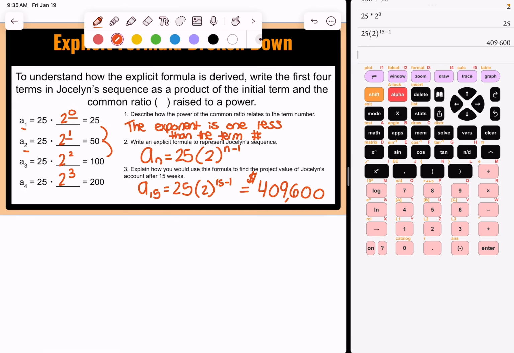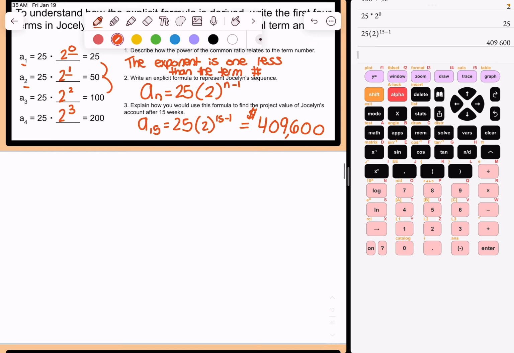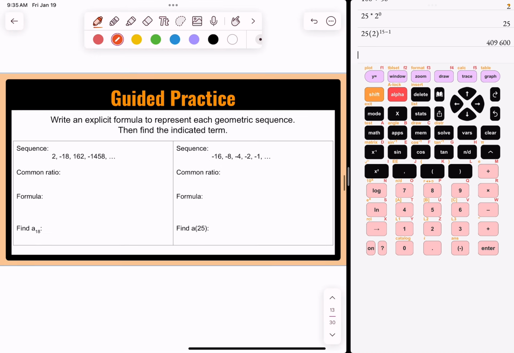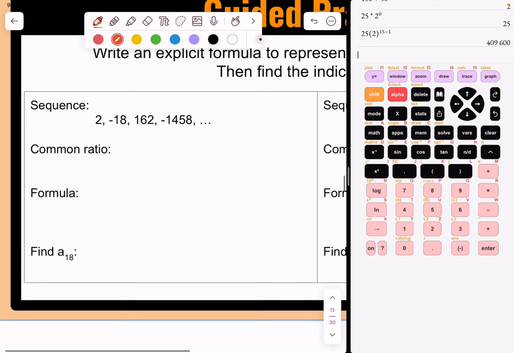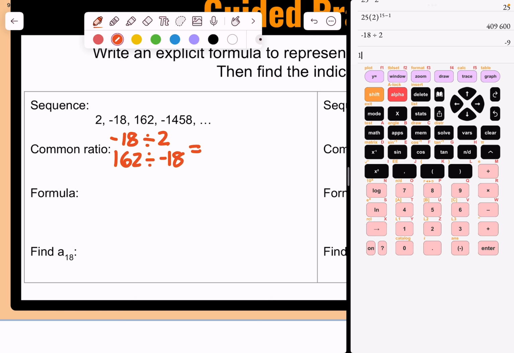All right, let's look at this next question. Write an explicit formula to represent each geometric sequence, then find its indicated term. To find the ratio, we do the second number divided by the first. And then we could also do the third number divided by the second, because we want to make sure that these are equal. Negative 18 divided by 2, that gets us negative 9.